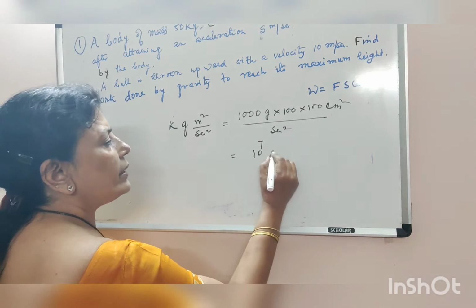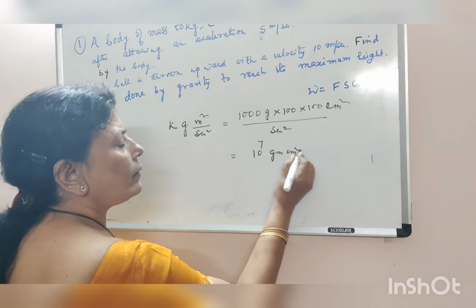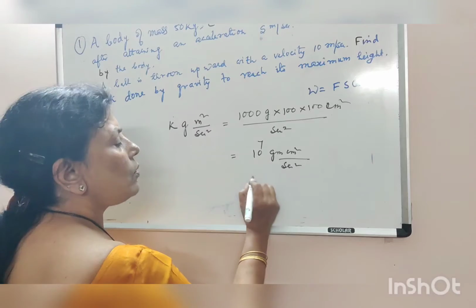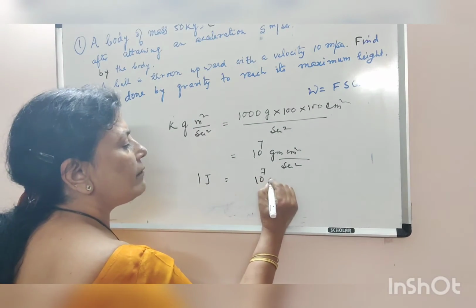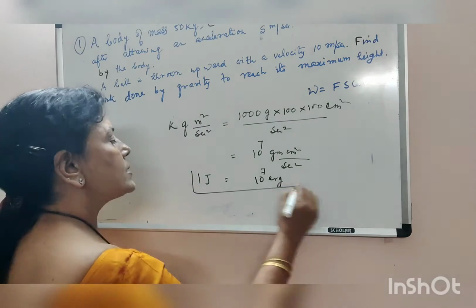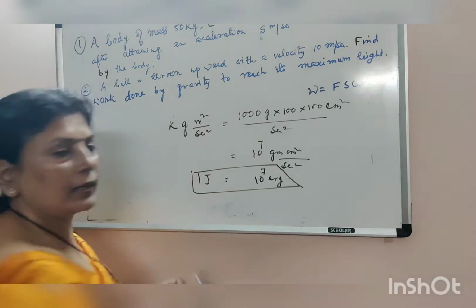10 to the power 7 gram centimeter square by second square, which is called erg. So 1 joule is equal to 10 to the power 7 erg. This is the relation between joule and erg.